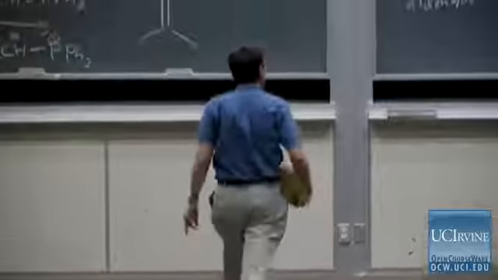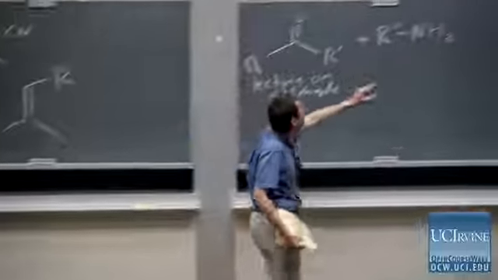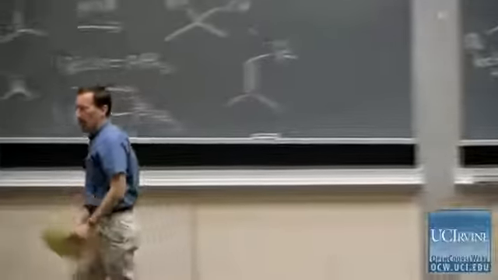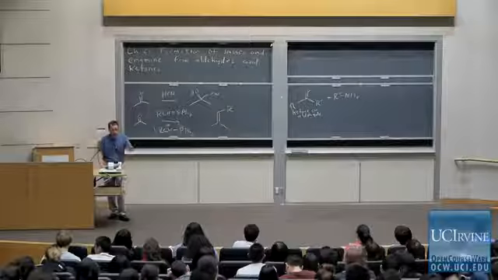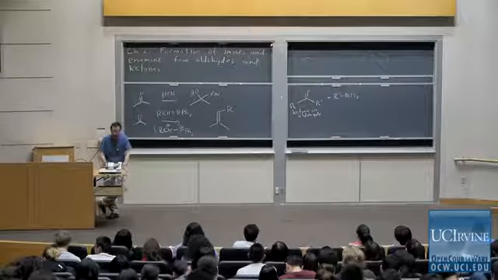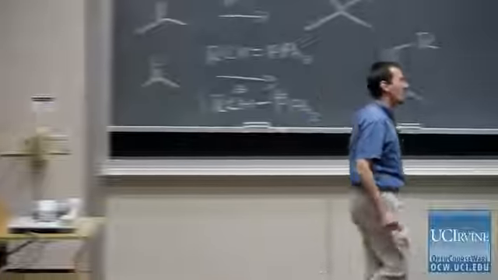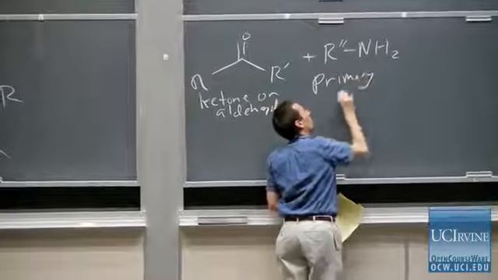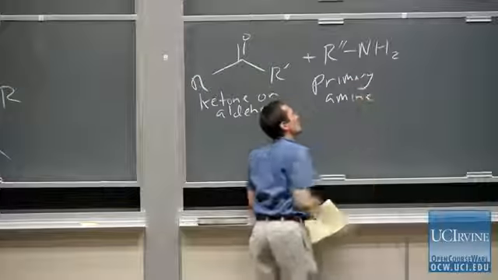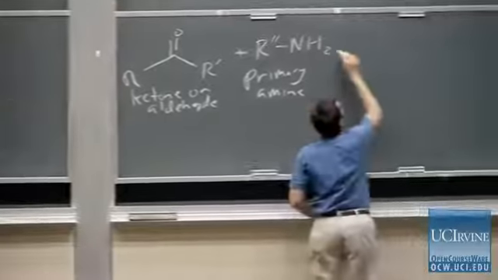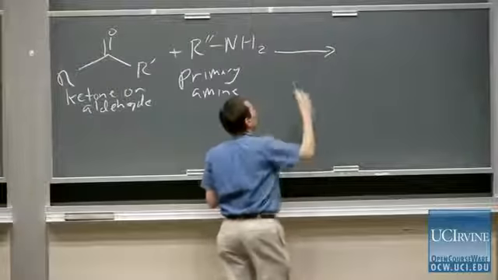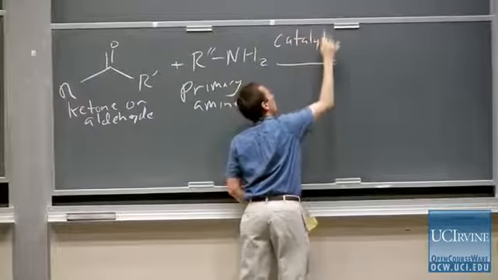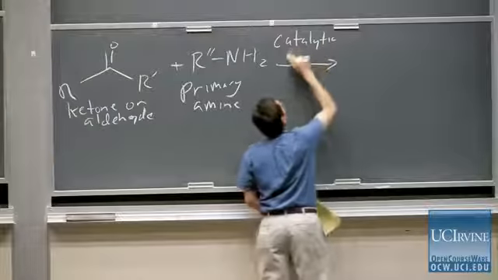But in the case of amines, because you can have multiple R groups on the nitrogen, we call a primary amine an amine with one alkyl group on nitrogen. We call a compound with two alkyl groups on nitrogen a secondary amine, and an amine with three alkyl groups on nitrogen, a tertiary amine. So with a primary amine and a ketone or aldehyde, they react. Your textbook indicates catalytic acid, and we will invoke this in the mechanism.